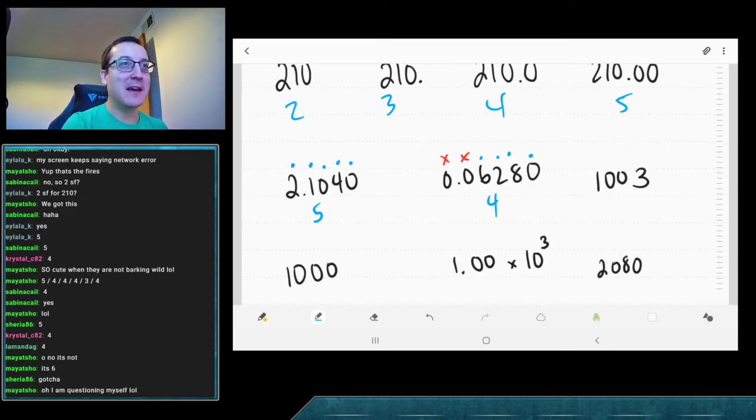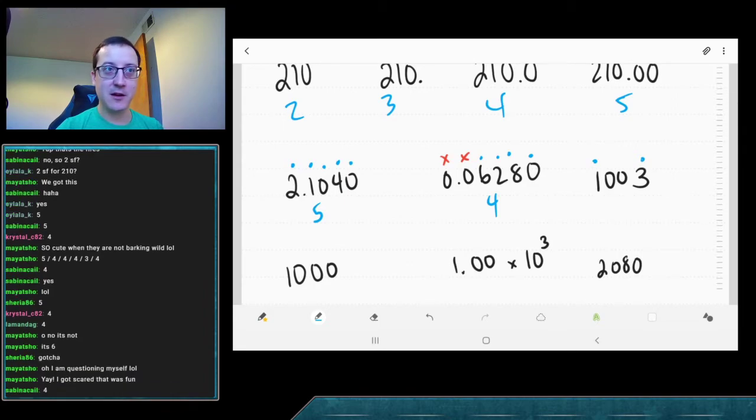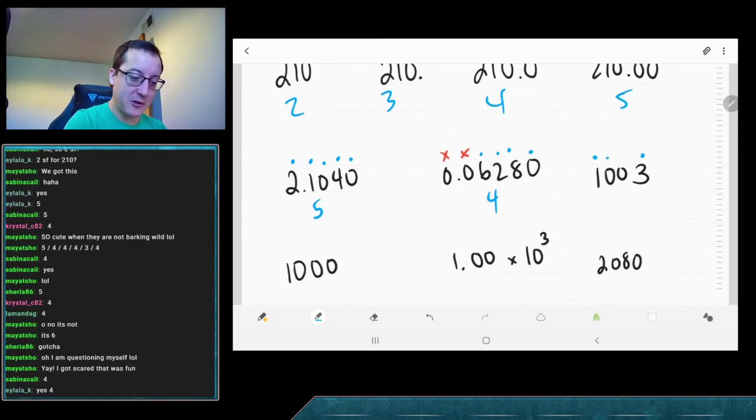Third number, Maya has predicted 4 again. Let's see if she's right. Okay, 1 and 3 for sure. So now we have zeros in between. Zeros in between are always significant. So, yep, for sure. This will also have 4.